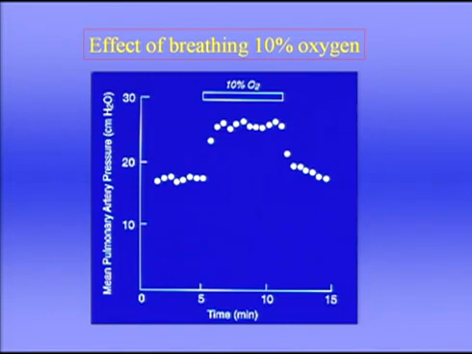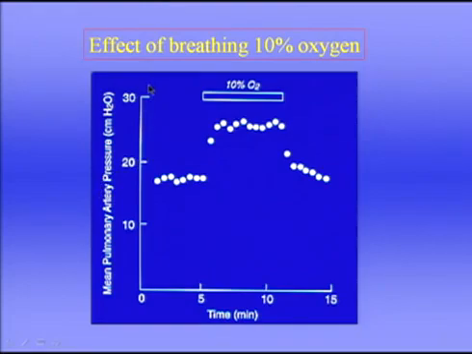So here we've got an animal preparation. These are data from an animal preparation where we're measuring the mean pulmonary arterial pressure here, centimeters of water, and this is time on this axis. Initially, the animal is given air to breathe with 21% oxygen, okay? And then we turn over rapidly to giving the animal 10% oxygen to breathe. Well, of course, 10% oxygen means that the alveoli have a low PO2. The gas in the alveoli is hypoxic.